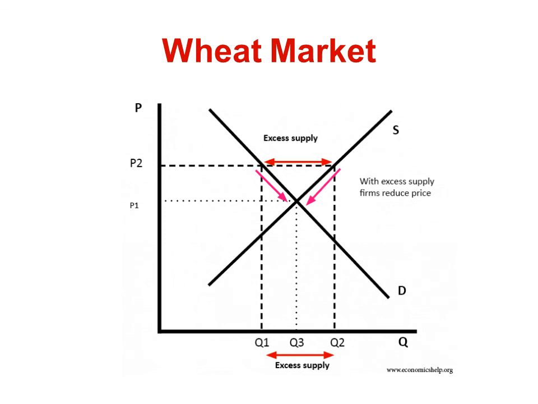Too many resources are being allocated towards the production of this particular product. Society has determined that any use of resources to produce this product beyond Q3 is inefficient. So the government price floor is bad for society because we are over allocating economic resources to the production of this particular product.